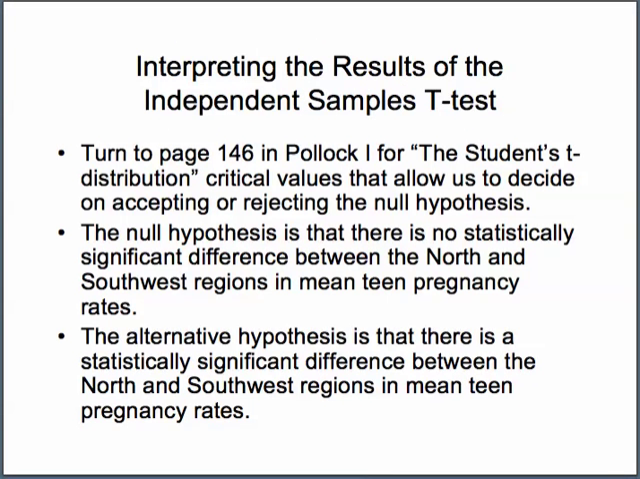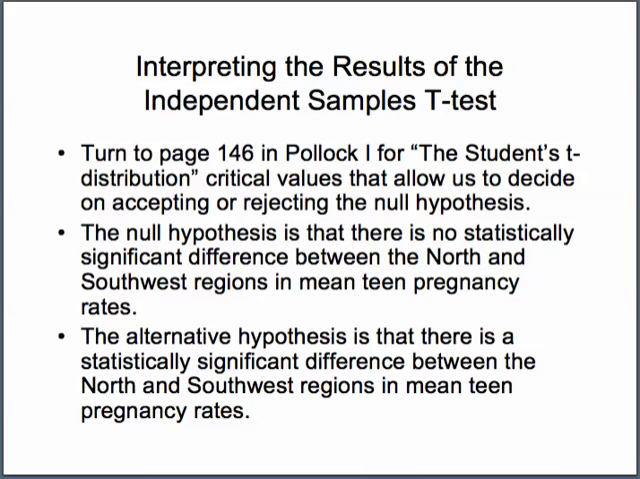Now, we need to know how to interpret this result. We turn to page 146 of the Pollock 1 textbook, the student's t-distribution, in order to find the correct critical value that we will use to accept or reject the null hypothesis. Thus, we need to write the null and alternative hypotheses.